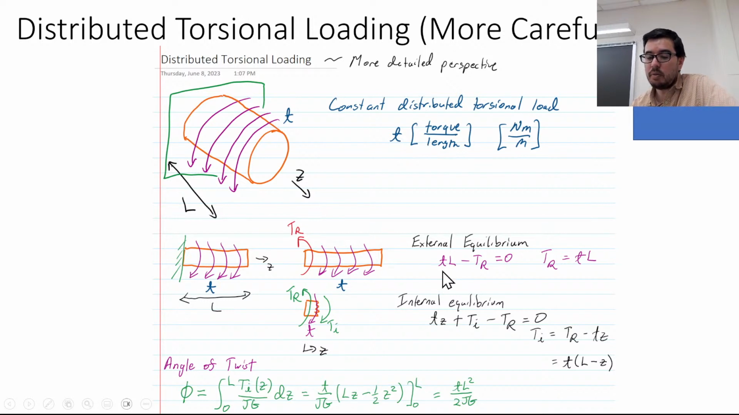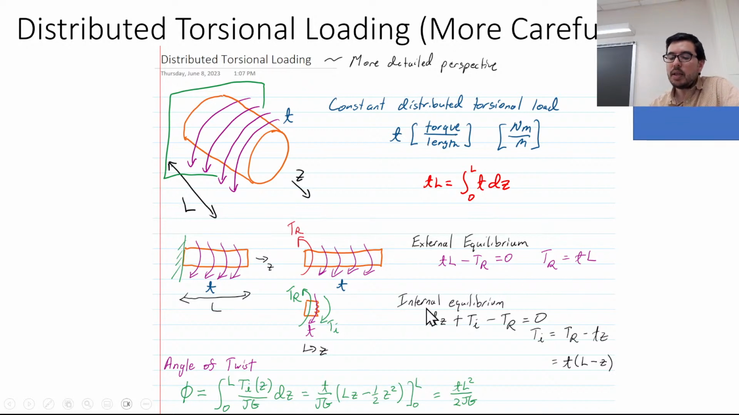TL. That's the integral, right? So this TL, maybe I'll just write it out. That was what we had as the integral of t dz from 0 to L. Anyway, so that's this torque. And then I have the reaction torque, and I can solve for the reaction torque, and it's just TL. So not a big deal.